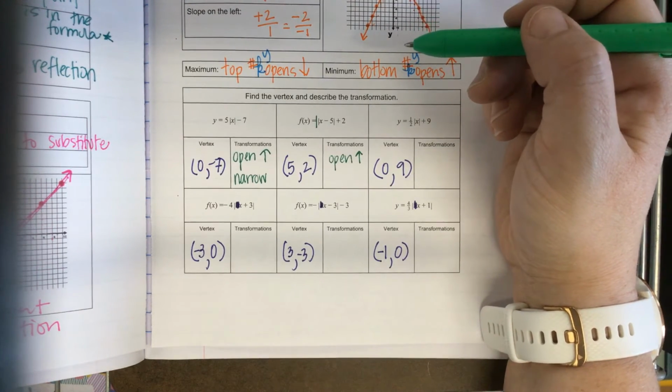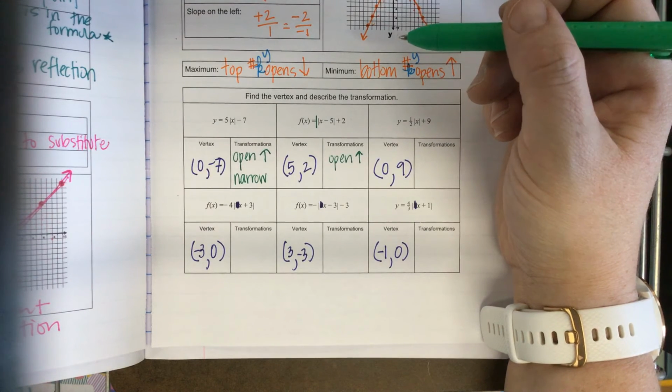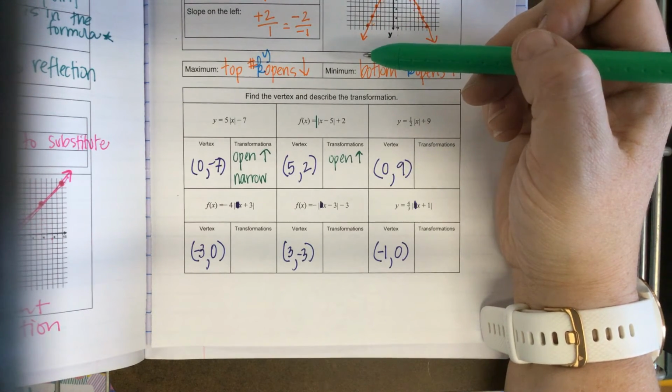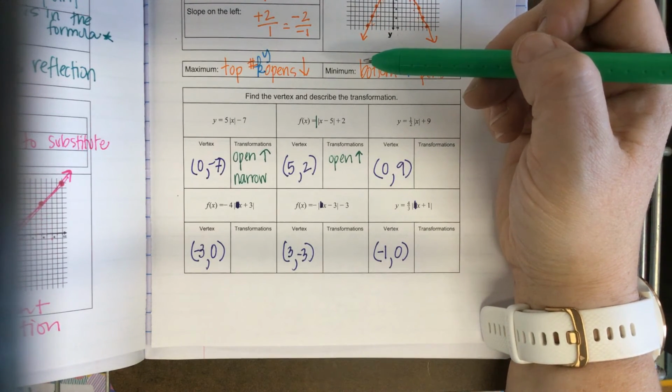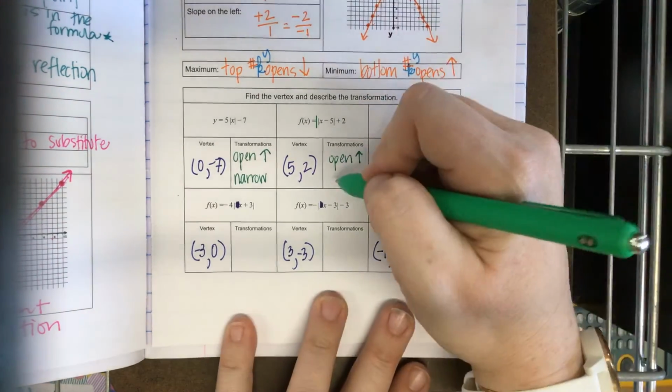Well, what makes it narrower? If it's greater than 1. What makes it wider? If it's between 0 and 1. If it's 1, it's the same.